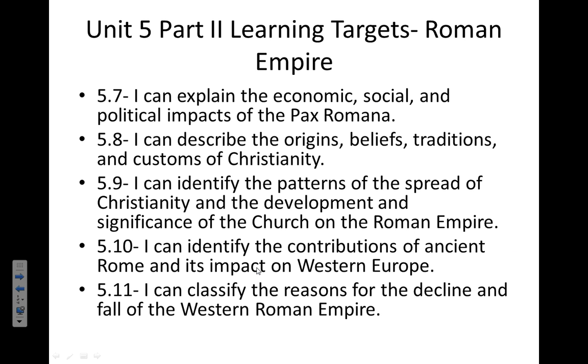So here are the learning targets for part 2. I can explain the economic, social, and political impacts of the Pax Romana. I can describe the origins, beliefs, traditions, and customs of Christianity. I can identify the patterns of the spread of Christianity and the development and significance of the Church on the Roman Empire. I can identify the contributions of ancient Rome and its impact on Western Europe. And I can classify the reasons for the decline and fall of the Western Roman Empire.